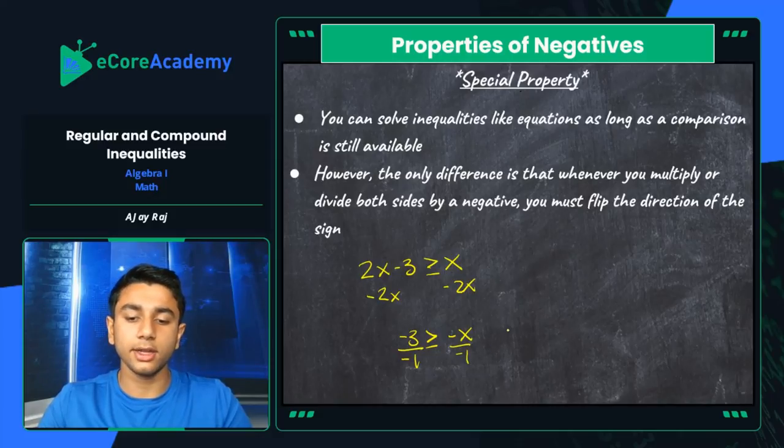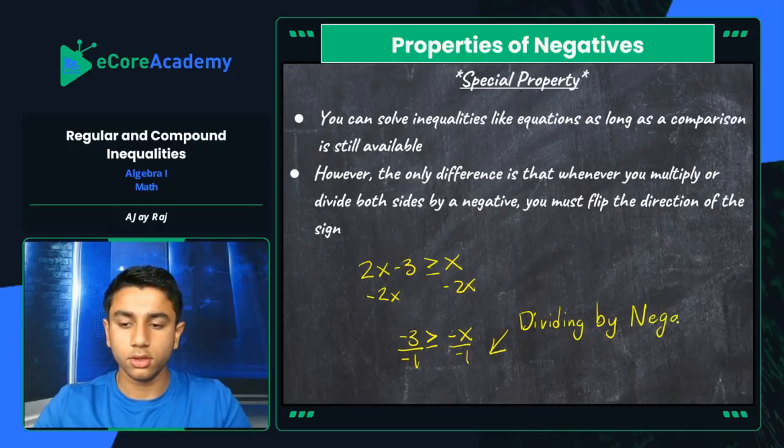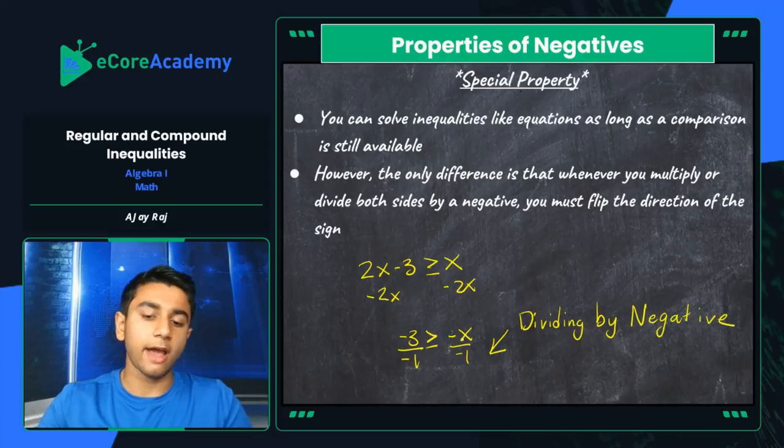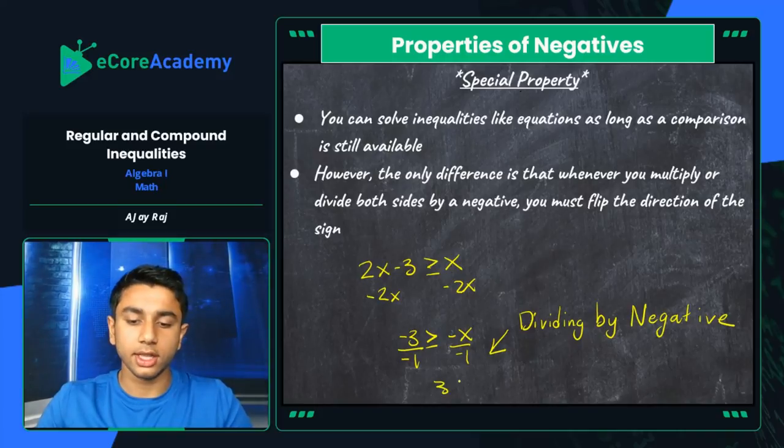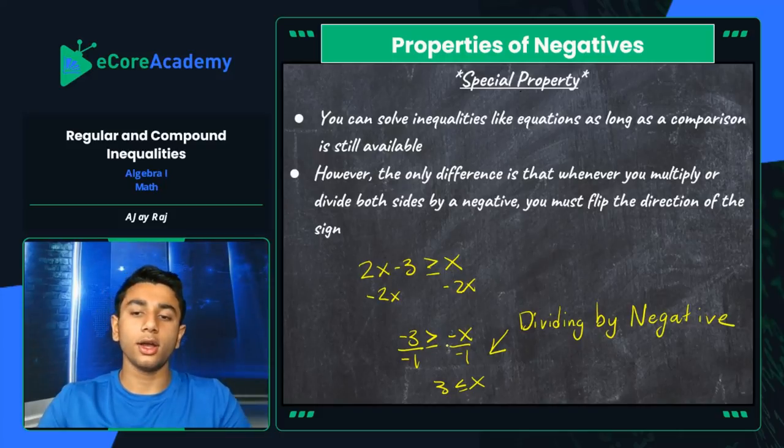Because you are dividing by a negative, you would have to flip the sign. So that means 3 is less than or equal to x. That's all you're doing, you're just merely flipping that sign. Whenever you multiply or divide both sides by a negative, whether or not you're fully simplified, you must flip the sign. So in this case, 3 would be less than or equal to x. And it does show the exact same value when you graph it on a number line.